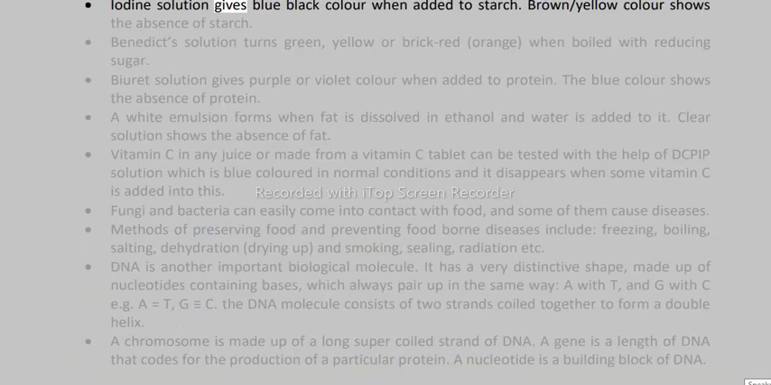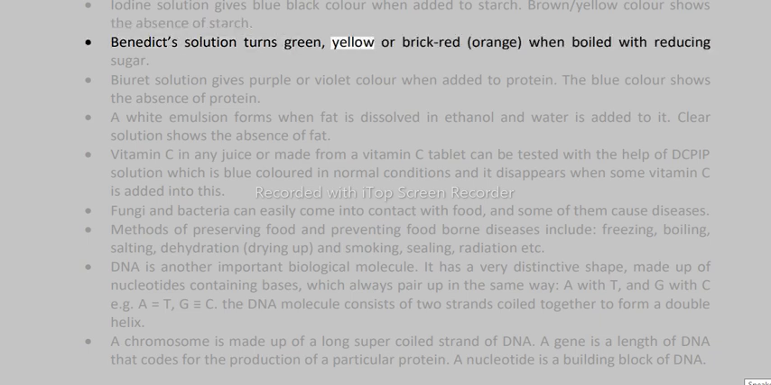Iodine solution gives blue-black color when added to starch. Brown-yellow color shows the absence of starch. Benedict's solution turns green, yellow, or brick red, orange, when boiled with reducing sugar.